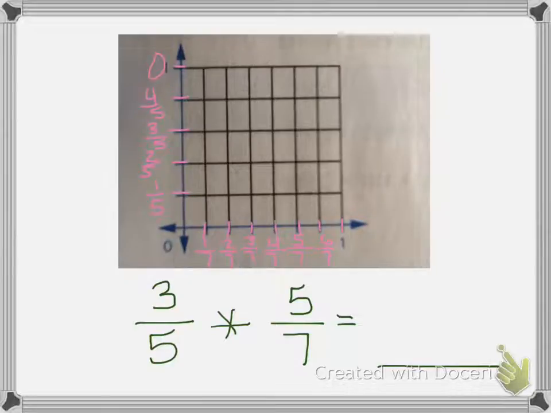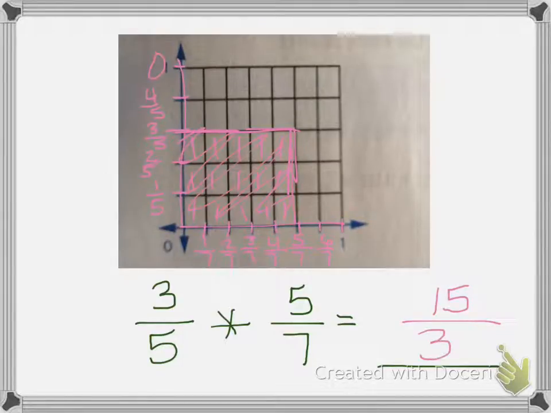If I look at 3/5 times 5/7, and I shade everything in here, I have 1, 2, 3, 4, 5, 6, 7, 8, 9, 10, 11, 12, 13, 14, 15. And then I have 7 going this way and 5 going this way, so I have 35 total. So my answer is 15/35.